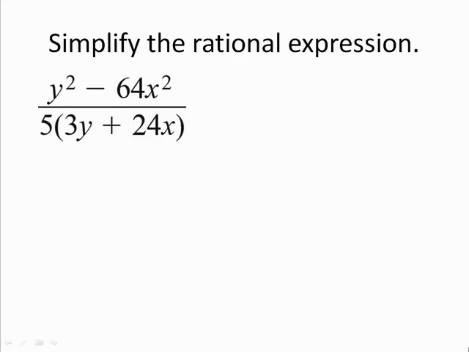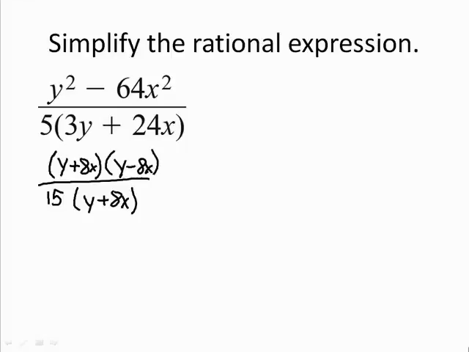Simplify the rational expression. y squared minus 64x squared divided by 5 times the quantity 3y plus 24x. The numerator can be factored into y plus 8x and y minus 8x, and a 3 can be factored out of the denominator. y plus 8x times y minus 8x divided by 15 times y plus 8x. The y plus 8x in the numerator and in the denominator cancel out. This leaves you with y minus 8x divided by 15.